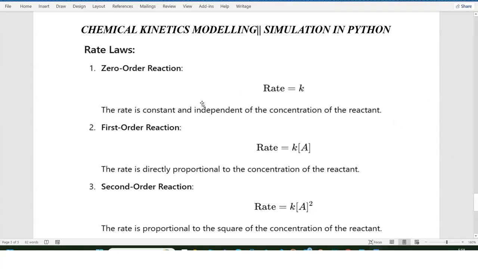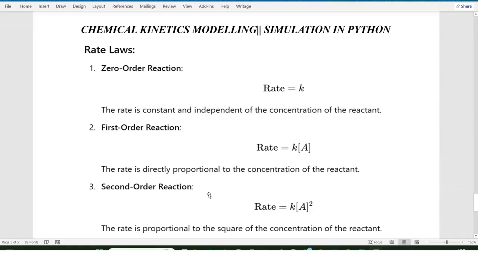We are going to be looking at three rate laws. One is the zero order reaction, whereby the rate is equal to k, where k is the rate constant. So the rate is constant and independent of the concentration of the reactant. Number two, these formulas are known. If you have a reactant A in a first order reaction, its rate law is rate equal to k times the concentration of A. Here the rate is directly proportional to the concentration of the reactant.